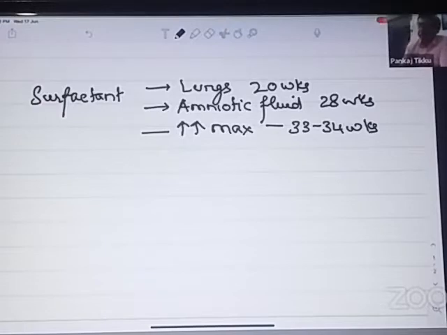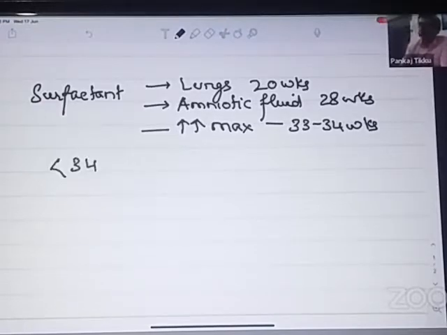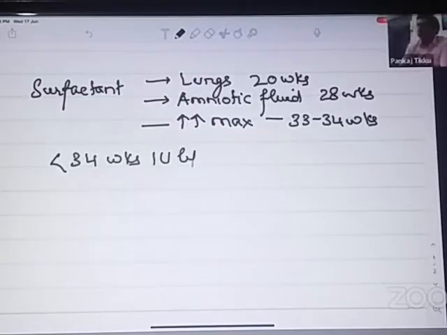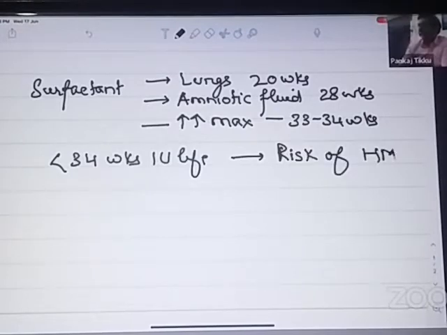So in short, we normally say that any child who is born earlier than 34 weeks of intrauterine life is at a risk of developing hyaline membrane disease. It is understandable that the more premature the child, the higher the risk of hyaline membrane disease. A few more things that I would like to tell you.